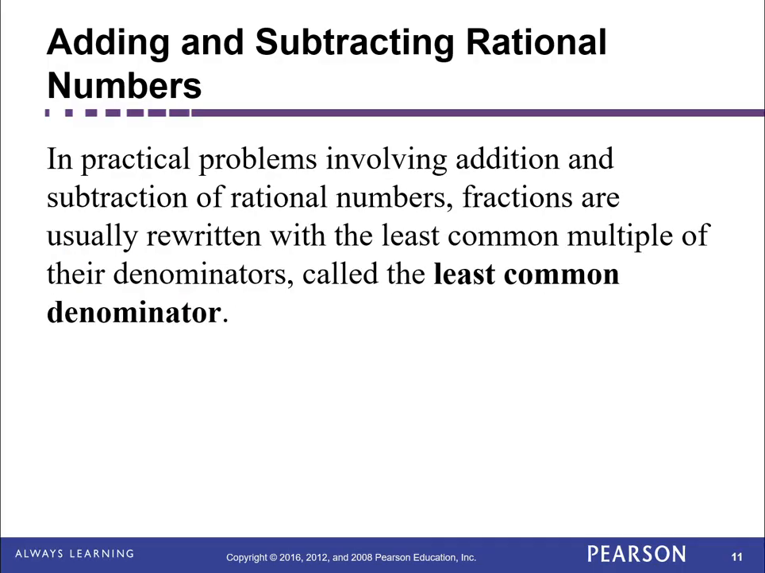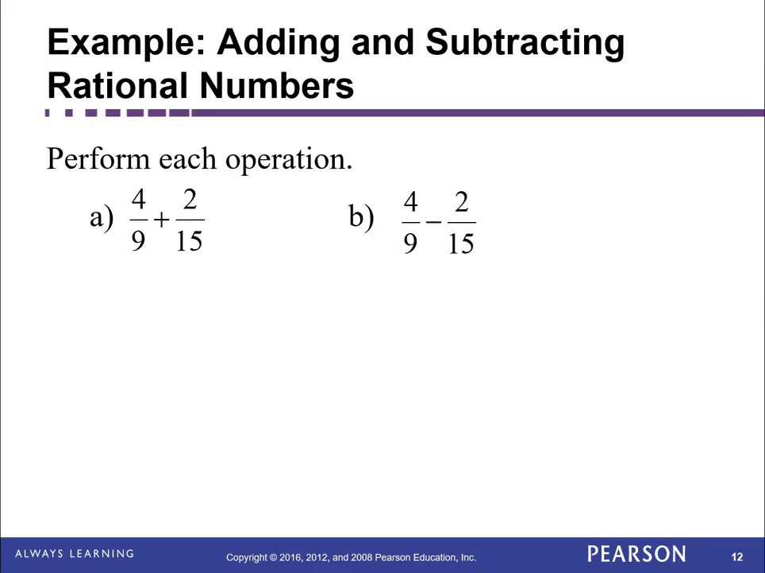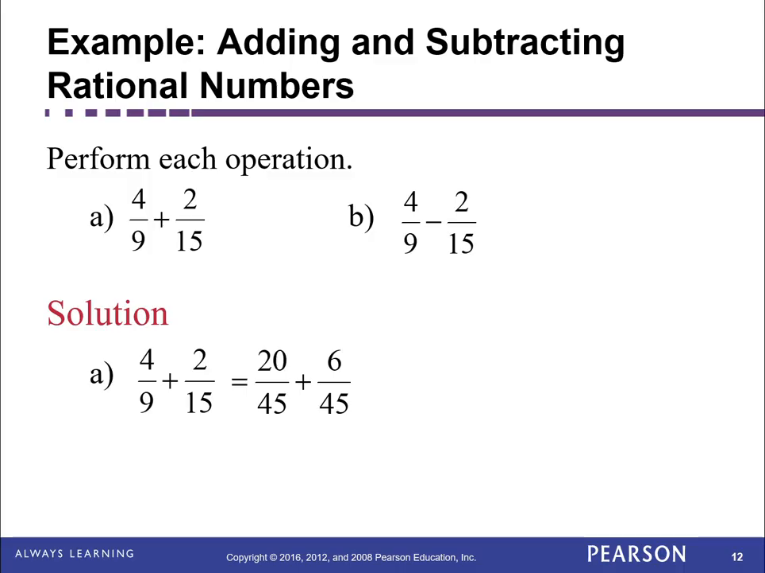In practical problems involving addition and subtraction of rational numbers, fractions are usually rewritten with the least common multiple of their denominators, called the least common denominator. So let's perform each operation here. We have 4 over 9 plus 2 over 15. Now for the first one here, what we're going to want to do is get a common denominator here, ideally the least common denominator.